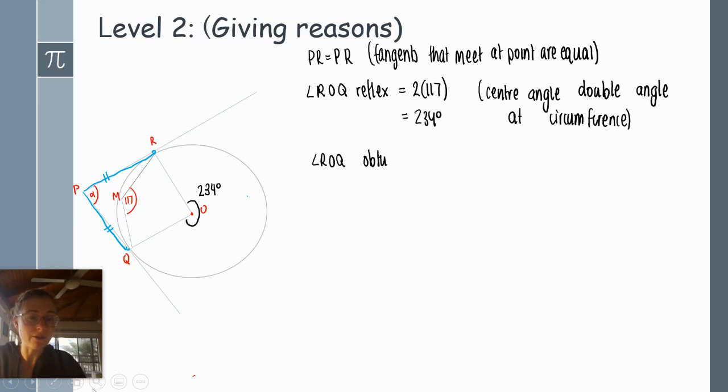Okay, well, now I have a revolution, right? I know angle ROQ, the obtuse part, would be 360 minus 234, which is 126 degrees, so I add that in there. Any last bits of information? Maybe you know that RO and QO are the same length. I'm not sure if that helps, but they are the radius.